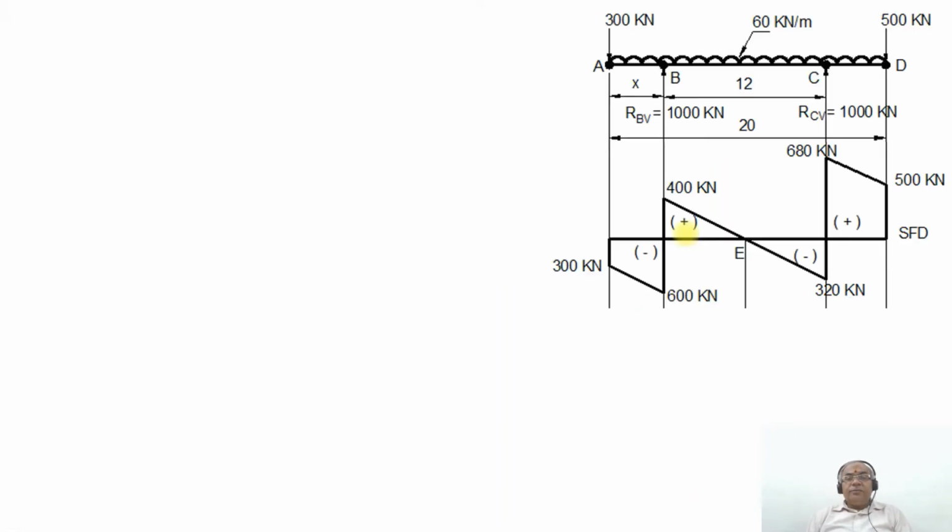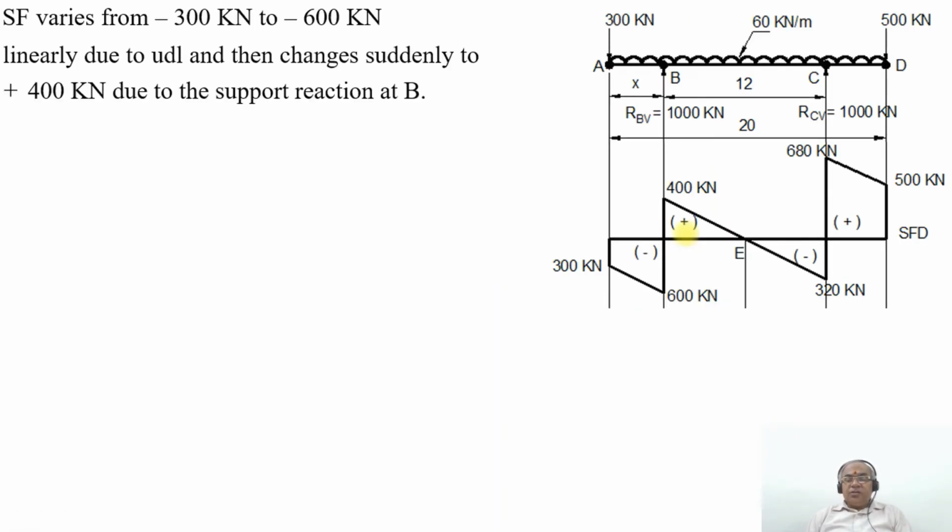Then we are going to take up the bending moment diagram now. So that is what we have explained here. SF varies from minus 300 kilonewton to minus 600 kilonewton linearly due to UDL, and then changes suddenly to plus 400 kilonewton because of the point load which is acting at the point B and the support reaction.